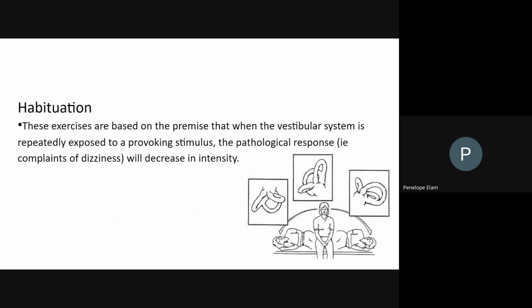So we've talked about adaptation, we've talked about substitution and compensation, and the third one would be habituation. These are exercises based on the premise that when the vestibular system is repeatedly exposed to a provoking stimulus, the pathological response will decrease in intensity. The more we do something, as long as we do it mildly, eventually the brain just says, you know what, it's not earth-shattering, I don't need to focus on this so much, and it'll decrease the reactivity to that stimulus, and therefore you won't feel as dizzy.